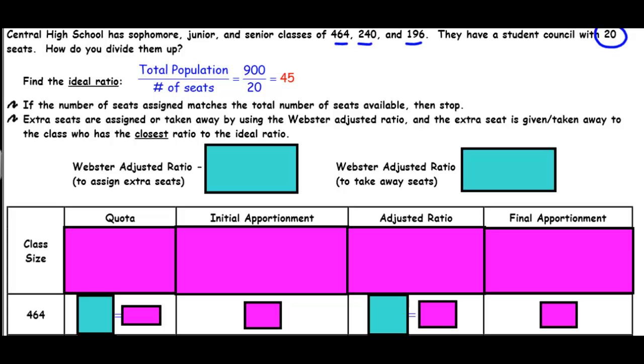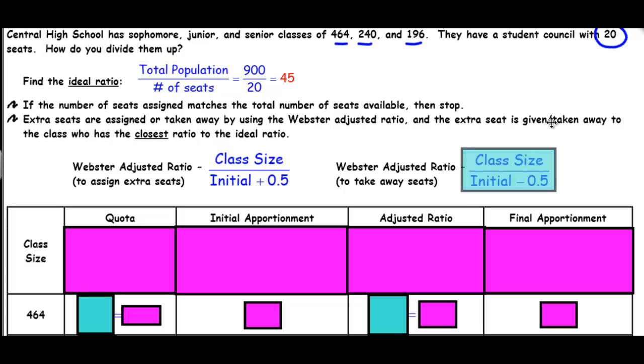Alright, so what we need to do from here is talk about what they call the adjusted ratio. So if you guys remember, we talked about adjusted ratio with the other method as well. So here is the formula. And we have class size divided by the initial plus 0.5. And we actually have another piece, which is class size divided by initial minus 0.5.